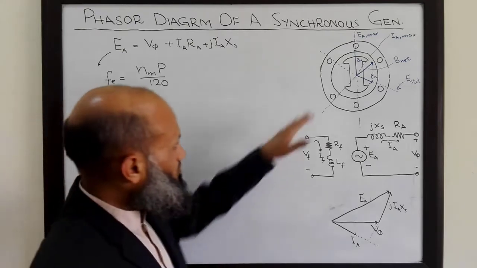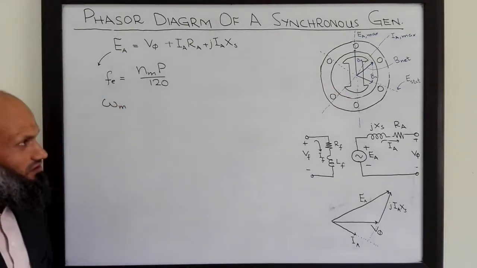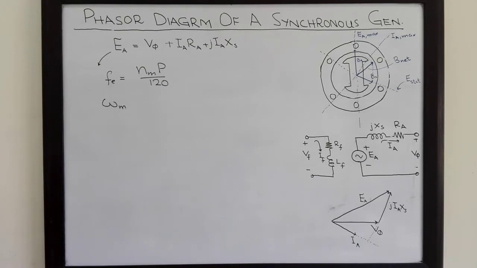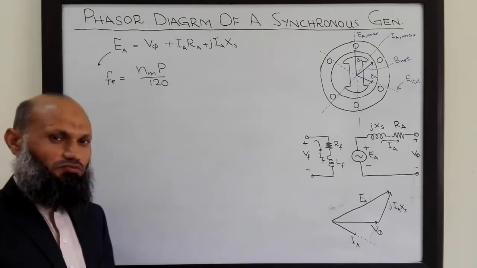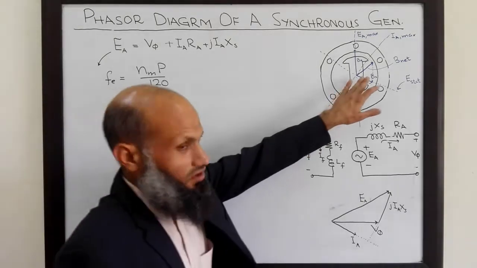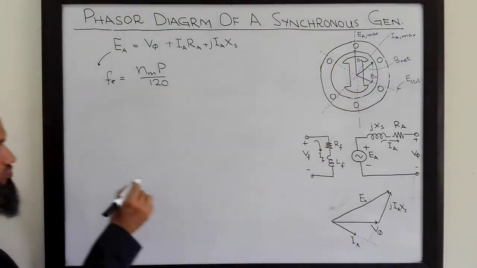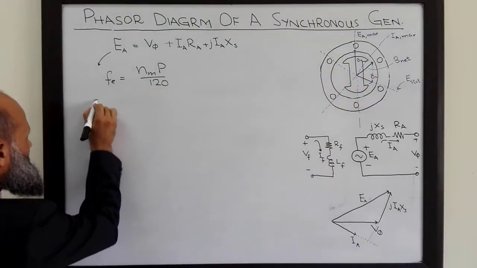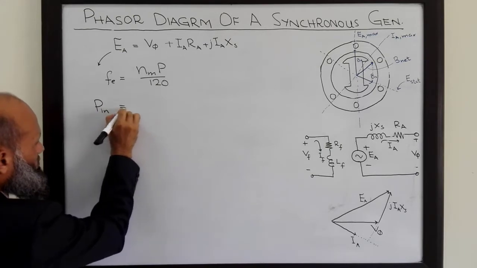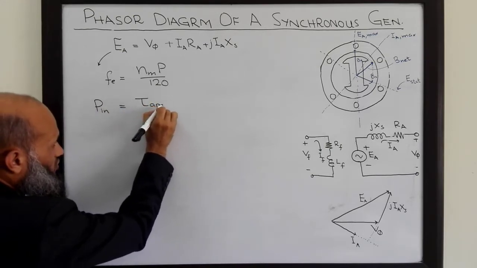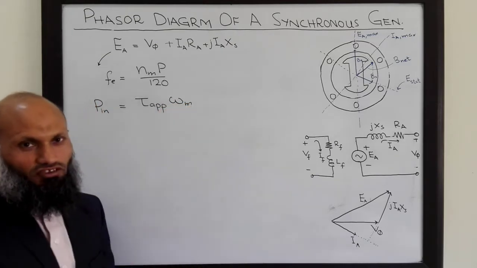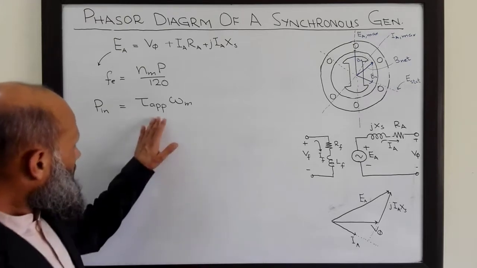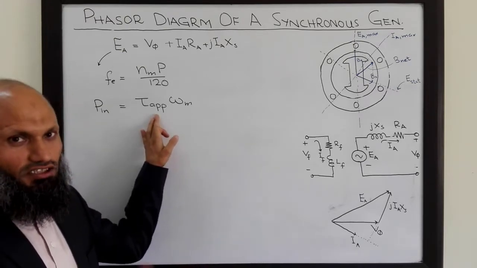How much input power is supplied to the generator? You know that power is the product of torque and speed of rotation. So the mechanical power supplied to the generator through the prime mover is equal to the torque applied by the prime mover multiplied by the speed of rotation of the rotor, that is, the speed of rotation of the prime mover. Not all of this power is converted into electrical power.